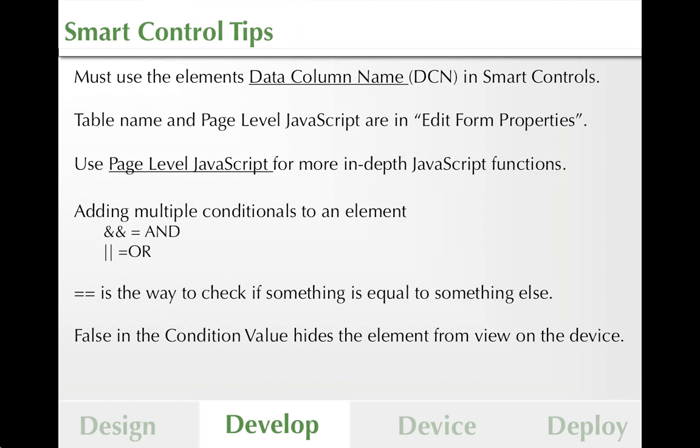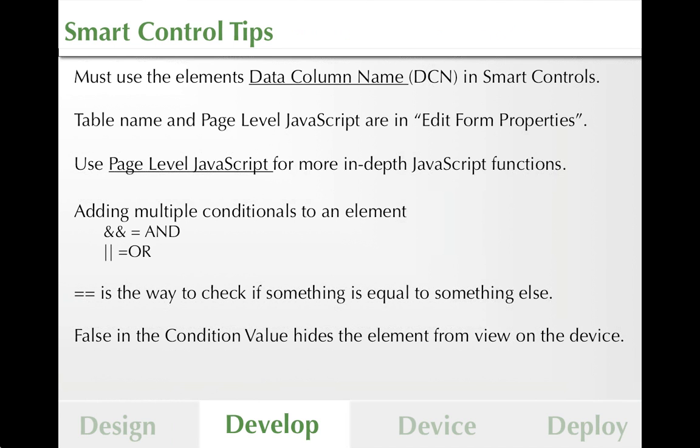Going forward, here are just some tips with these smart controls. The top one is you must use the element's data column name in the smart controls. A lot of people, when they're new to using the smart controls, will use the label versus the data column name, and then the function that they've created will not work. So always make sure that you are using the data column name of an element.